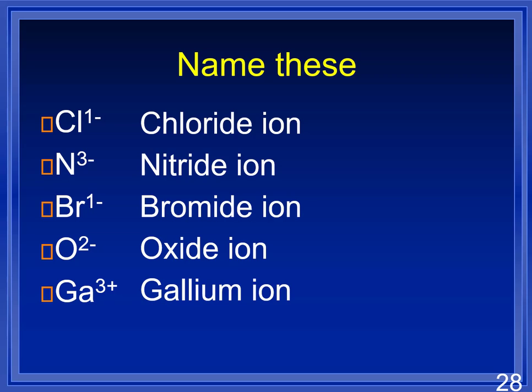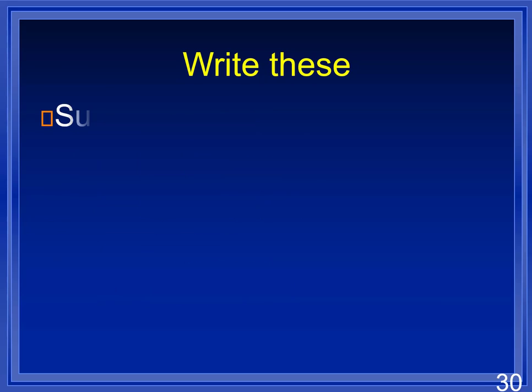Ga, metal or non-metal? Ga, metal, left of the zigzag line. Metal, leave the name alone. Do you need Roman numerals? It's in group 3A. Group 3A is always 3 plus, doesn't need Roman numerals. So your first decision is not how do I name this, but which set of rules should I follow? Do I name it like a positive piece or like a negative piece? See? And going the other way.